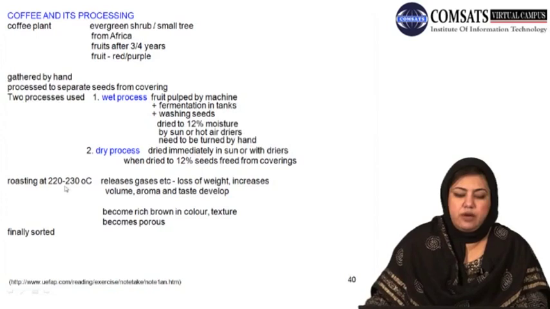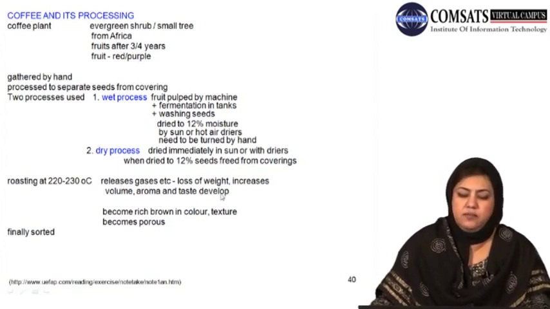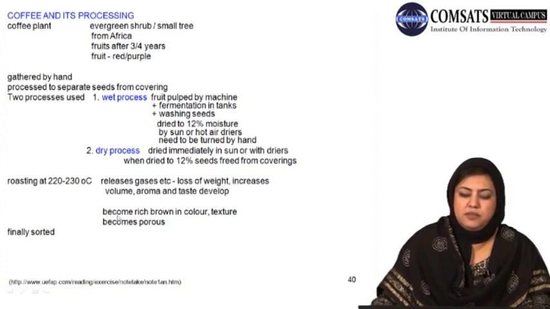Then you see, after giving the details of how it is roasted, what happens in terms of the release of gases, loss of waste, increase of volume, aroma and taste development, all the clues are given in a logical sequential order, which show how by passing through all these steps, coffee bean becomes richer in terms of color. It has a rich brown color, texture, and becomes porous. It has pores, and finally it is sorted out.